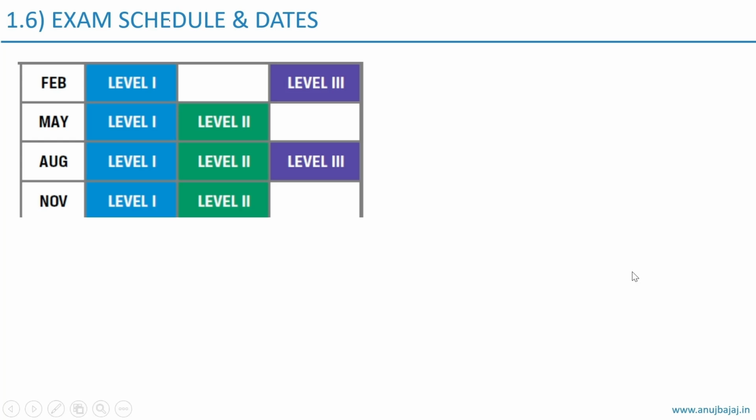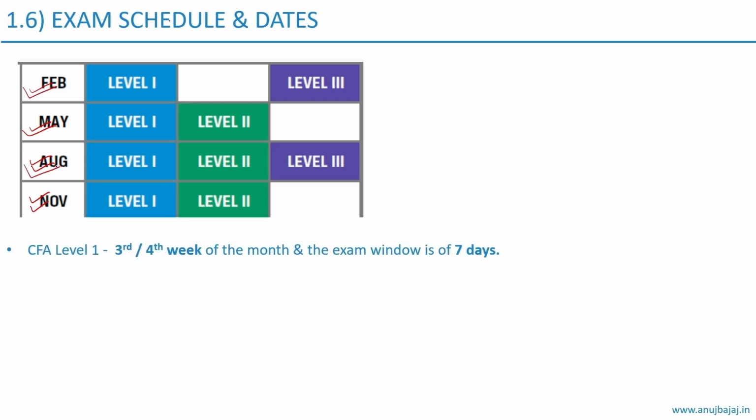The CFA Institute conducts the Level 1 examination in February, May, August and November. The Level 2 examinations are conducted in May, August and November, and Level 3 exams are conducted only twice in a year. They are conducted in the month of February and in the month of August.